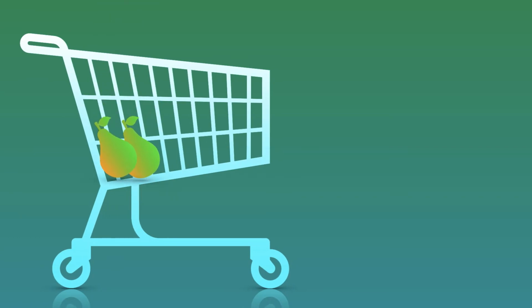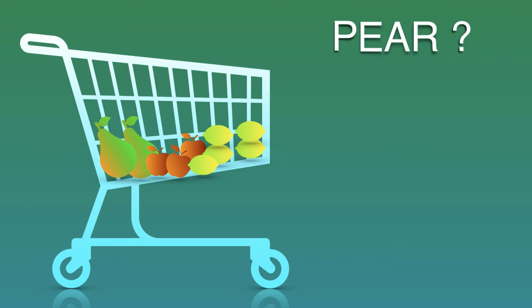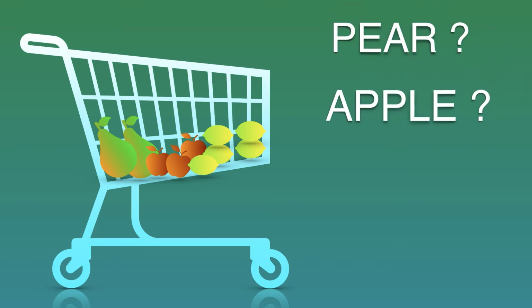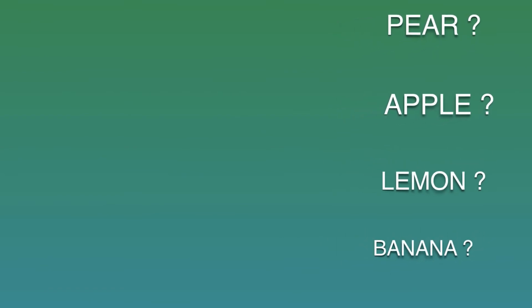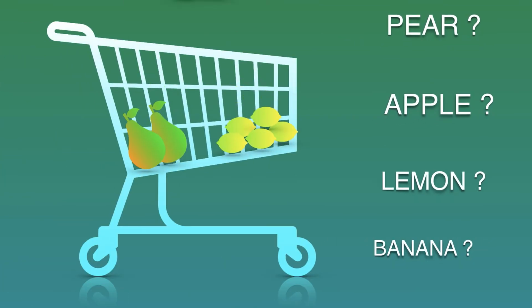Suppose you have 2 pears, 3 apples, and 4 lemons in a trolley. If you were allowed to choose one of the items at random, what is the probability of choosing a pear, or apple, or lemon, or a banana? There are a total of 10 fruits in the trolley, and only 2 of them are pears. So the probability of choosing a pear is 2 out of 10. However, this can be simplified down to 1/5, as 2 divides both 2 and 10.